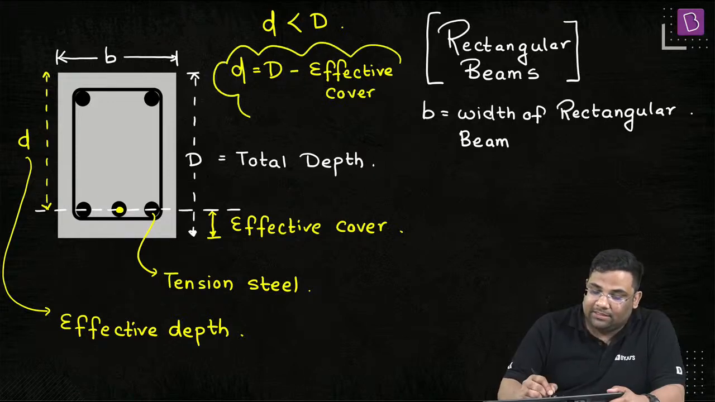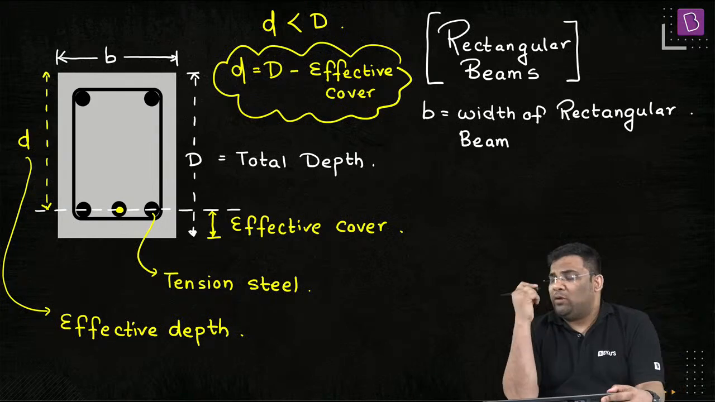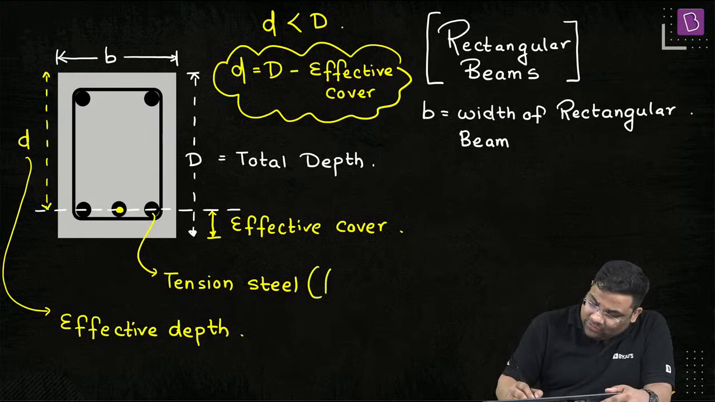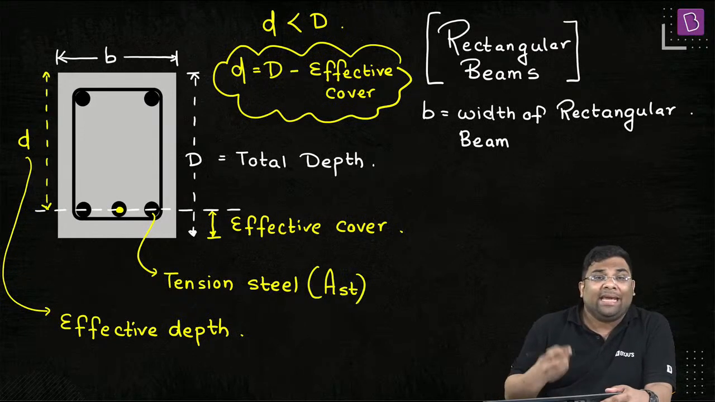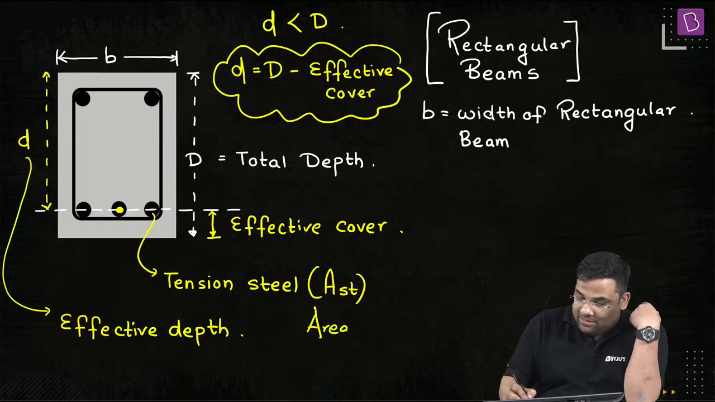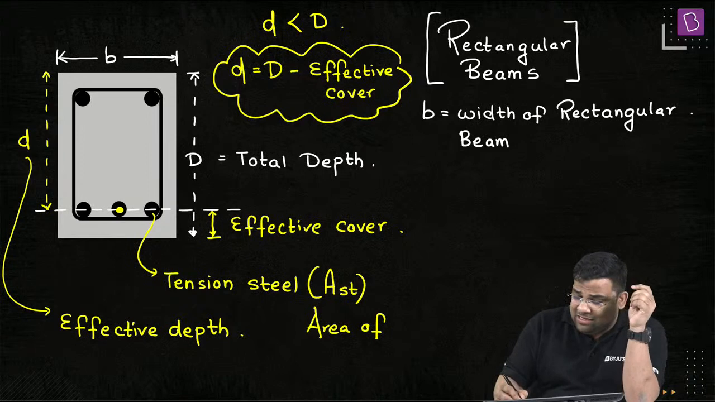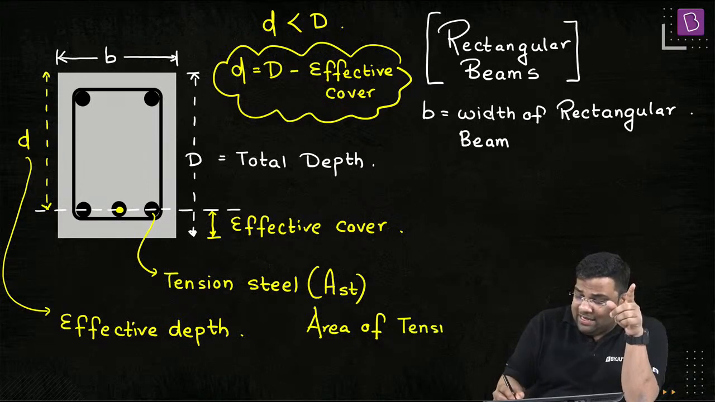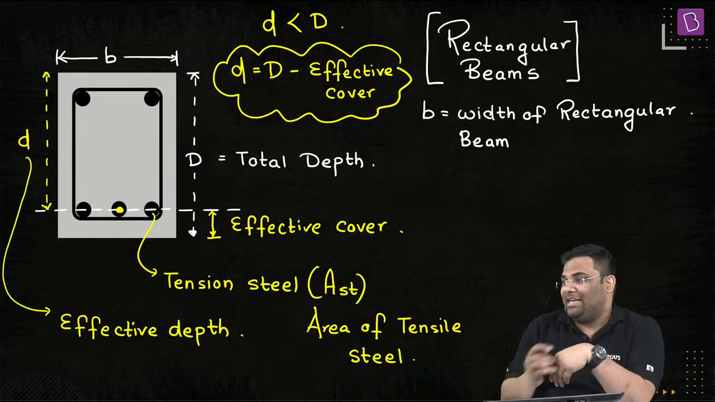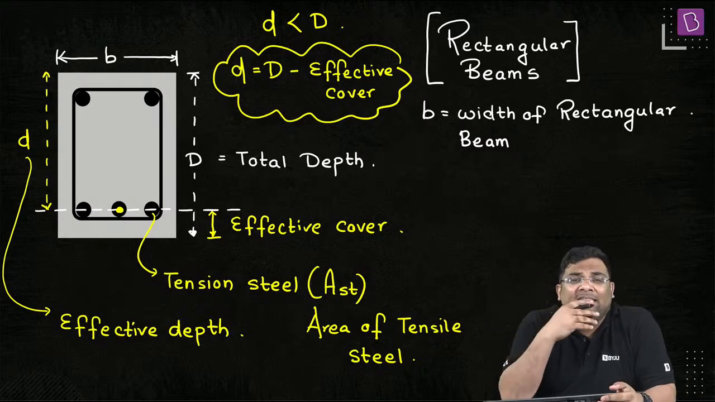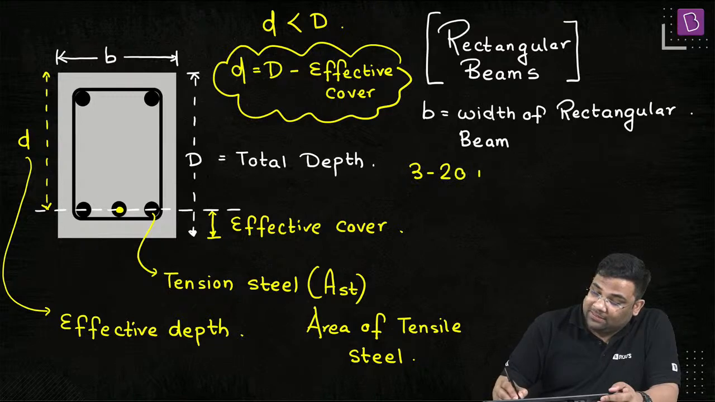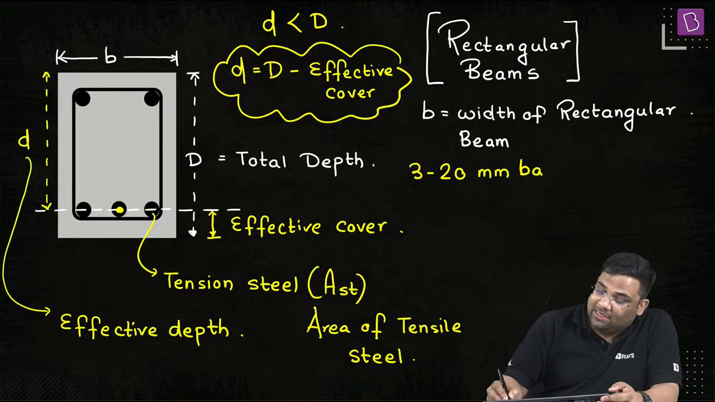Now, the steel which you are using will have some area, right? And that area is known as Ast. Now, how to remember this name? A for area, T for tensile, and S for steel. So area of tensile steel, Ast. Now, you can easily find out the area of tension steel. Suppose there are three 20 mm bars.